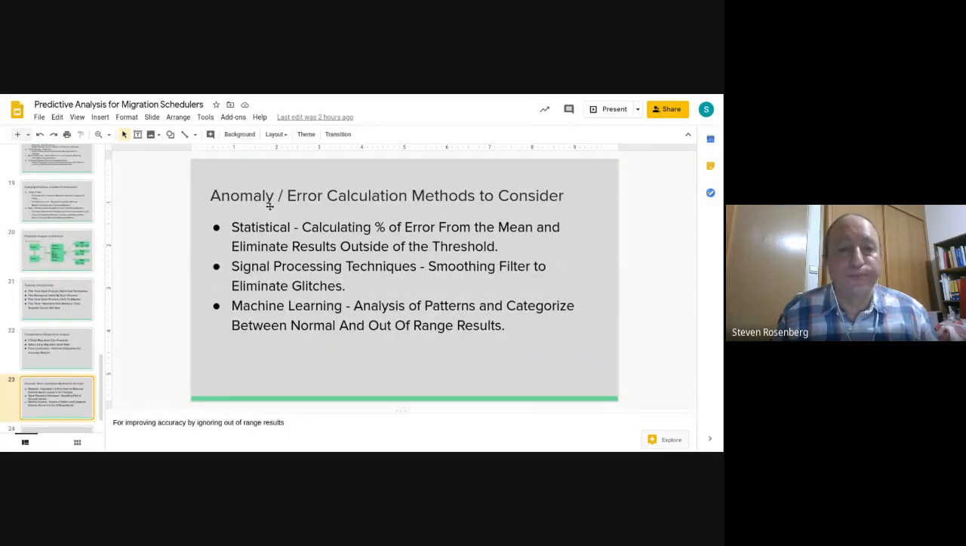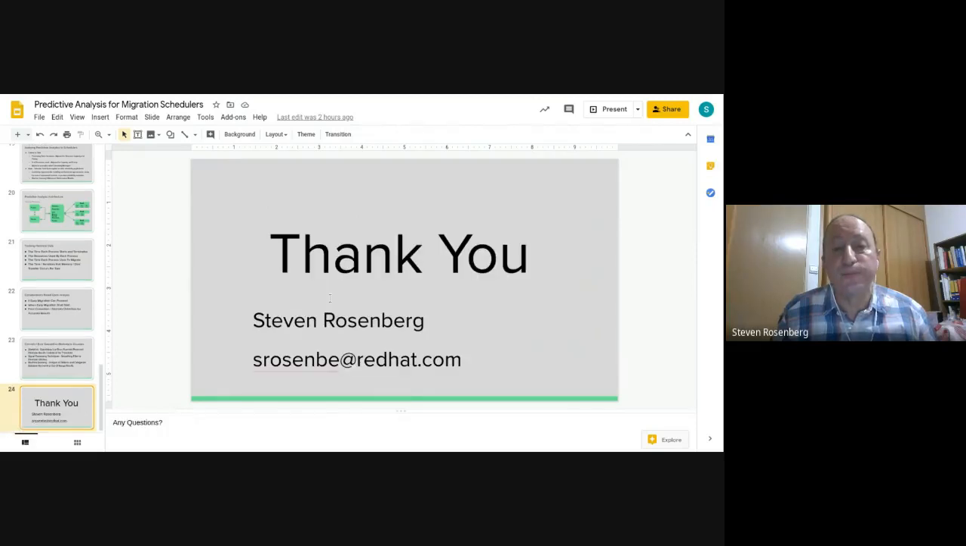For example, anomaly and/or error calculation methods to consider in order to gain more accurate results could be statistical, such as calculating the percentage of error from the mean and eliminating results outside of the threshold, could be one way of filtering out outliers. Signal processing techniques, such as smoothing filters to eliminate glitches. We can even use machine learning techniques, such as analysis of patterns to categorize between normal and out of range results.